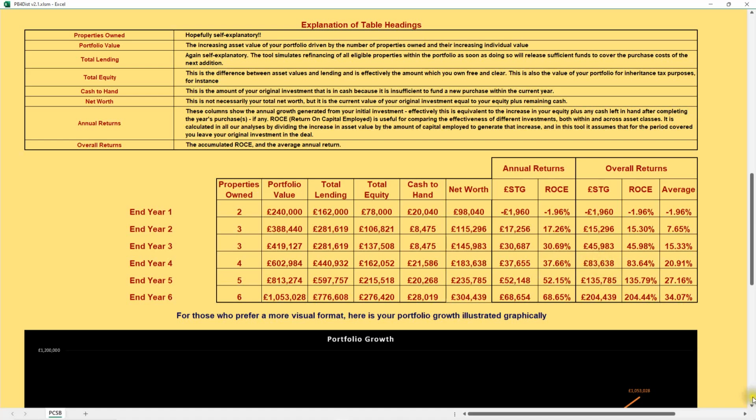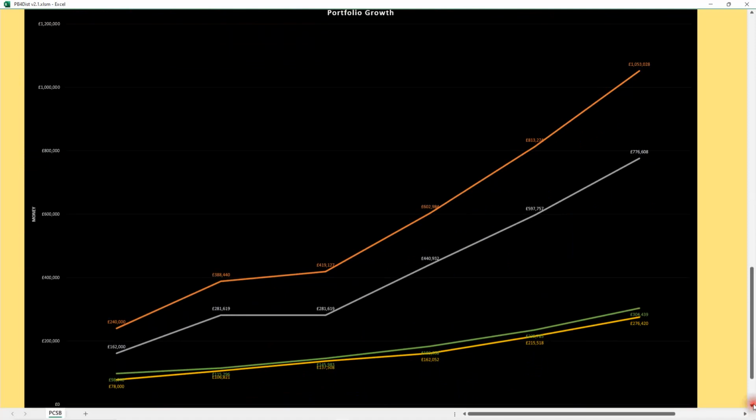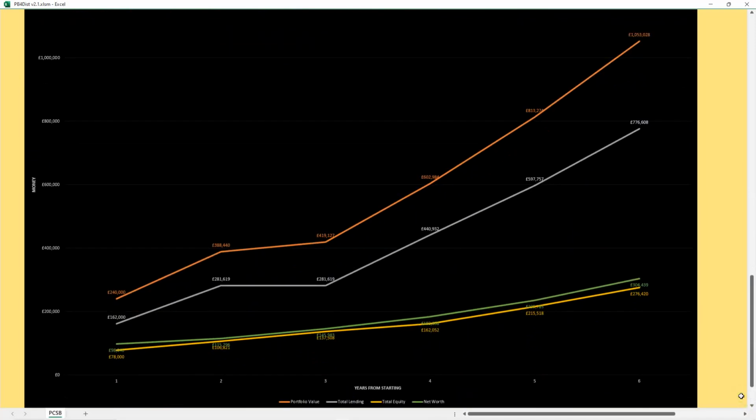And I know most of us like to see things represented graphically at some stage, so right at the end, we've got a nice little graphical representation of the growth of your portfolio. So total equity, so that's the amount which your stake, which you actually own in your portfolio, the orange line. The green line is basically that plus the cash you've got in hand. The greyish white line, that's the amount of lending that you have, and the red line is the total value of your portfolio.